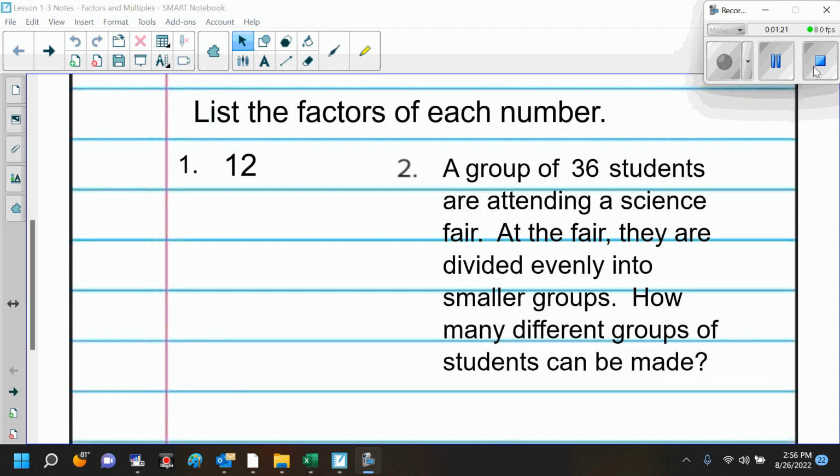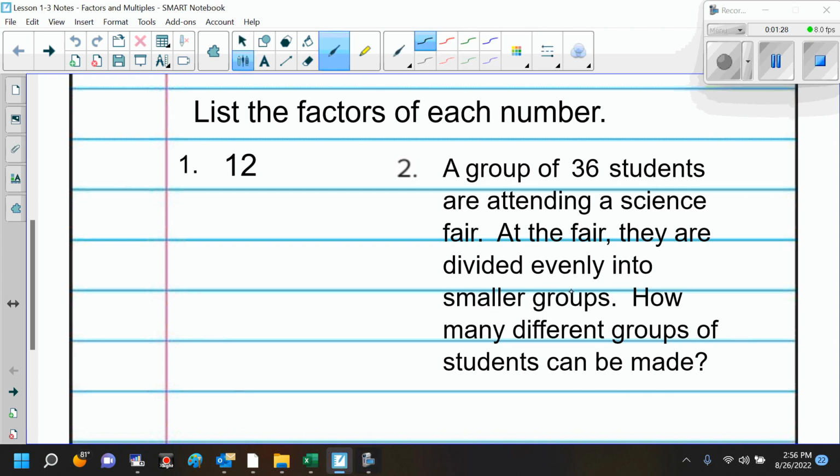So here we're going to list the factors of each number. So the factors of 12, again, we're looking to see what numbers can we multiply to get 12. All right. So when we list those factors, of course, we've got 1 times 12. We've got 2 times 6. And we have 3 times 4.